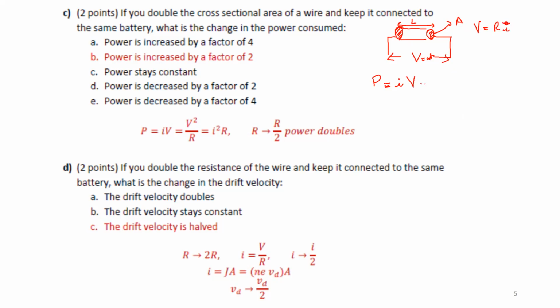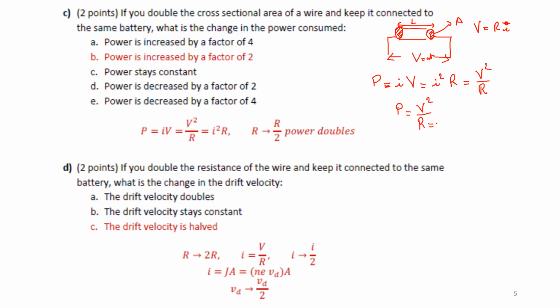Okay. So V is RI, so I will have I square multiplied by R. This is the power across a resistance. I can also write it as V square over R. Good. So here I'll be using V square over R because I know that V is constant. So power dissipated by my resistor, by my wire, is V square over R.